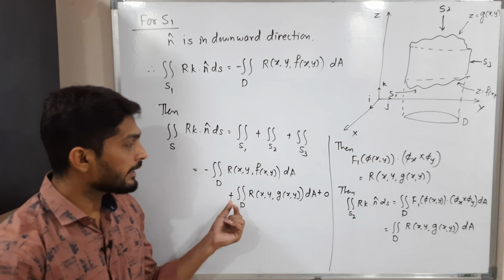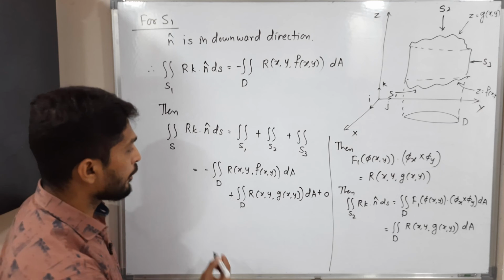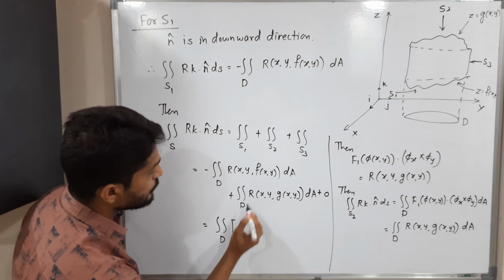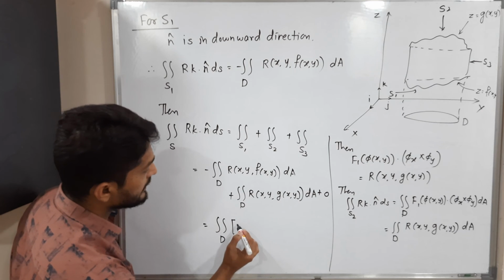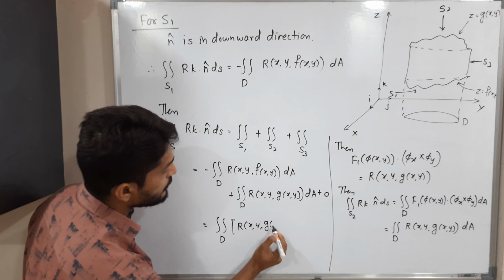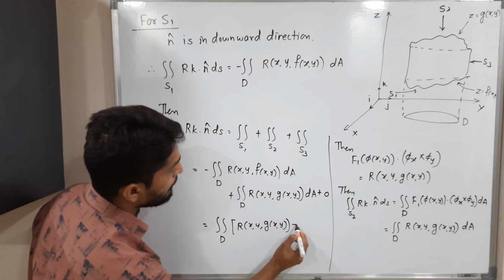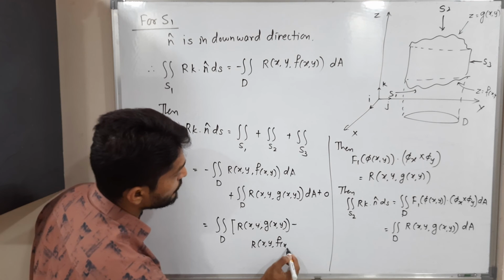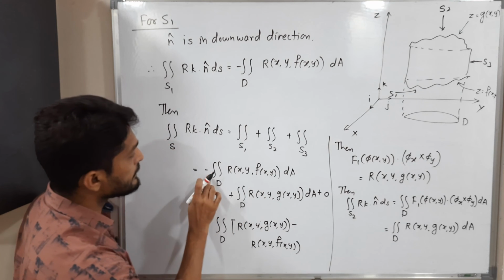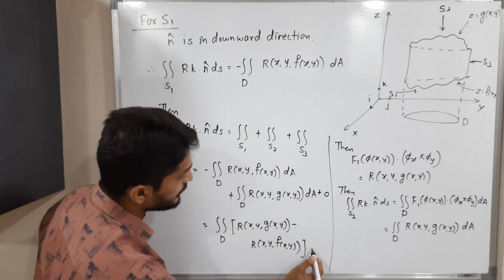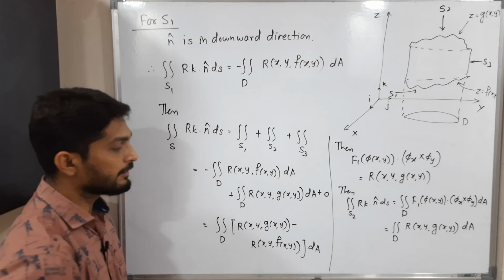So here we can take the double integration common, dA common. So this is equal to the double integration over D. It has a positive sign, it has a minus sign. So R x y g of x y, minus R x y f of x y, dA. The second has a plus sign, so that is why I consider it first, and the first has a minus sign, so that is why I consider it second. So this value we got.